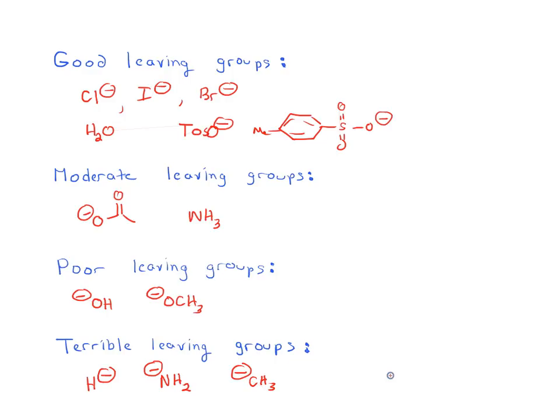So these are the 4 basic categories of leaving groups in organic chemistry, and pay special attention to those things that are very good leaving groups, because these will come up a lot in not only substitution reactions, but subsequently when we start talking about elimination reactions. So keep these leaving groups in mind.